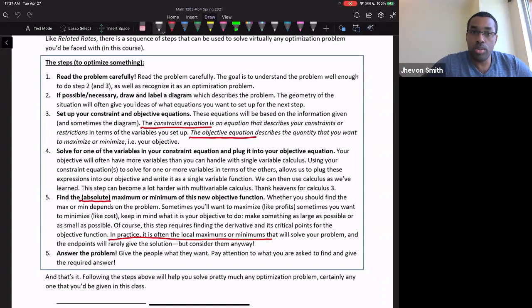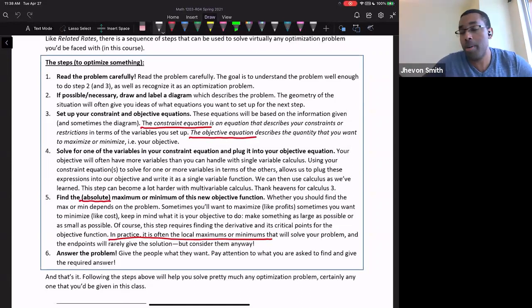Once you do this, you're going to realize that very usually your objective equation is going to have more than 1 variable in it, but we're in single variable calculus, so that can't work. So what we do is we solve for 1 variable in the constraint, and we plug this into the objective, right? So we solve for things in the constraint or constraints and plug them into the objective. This gets the objective in 1 variable, so now we know how to use calculus to determine the maximum of that function.